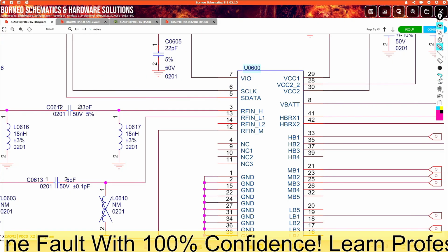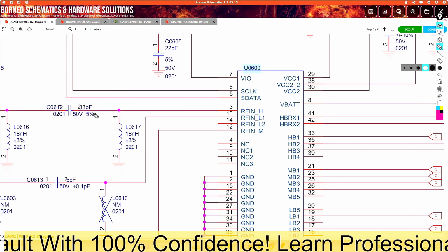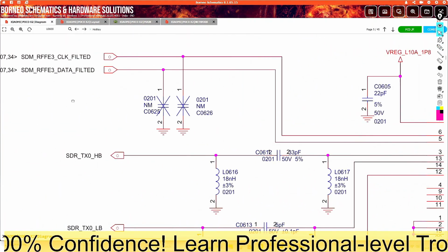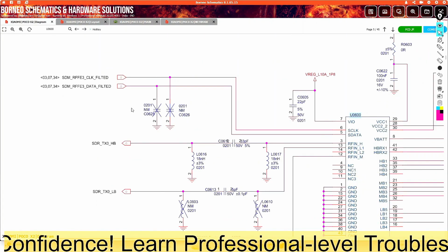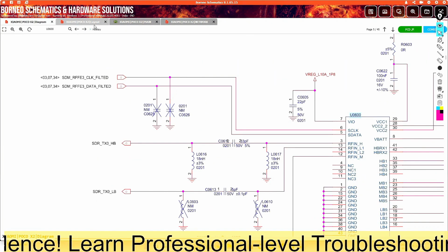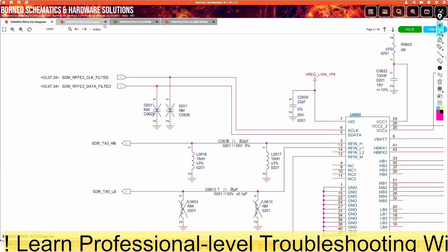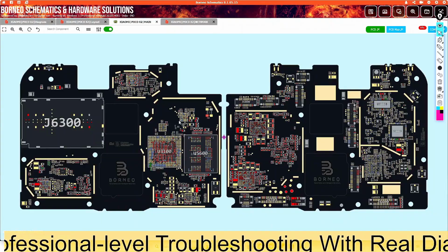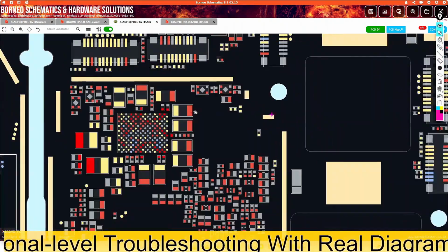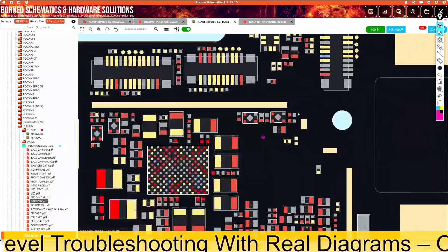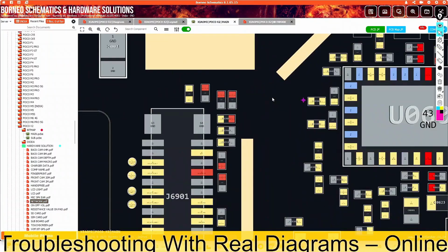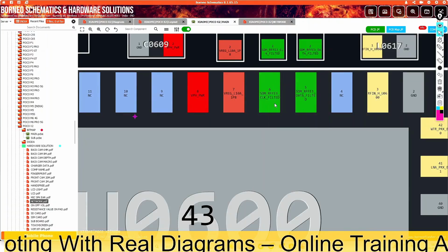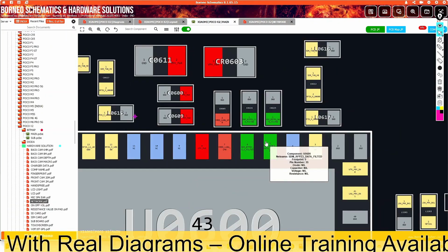So we clear this right here, in this line, any component right here. So we go to the bitmap. So this is the bitmap, and this one is the network section. Now we test here. These are the RFFE lines, pin number 5 and 6.